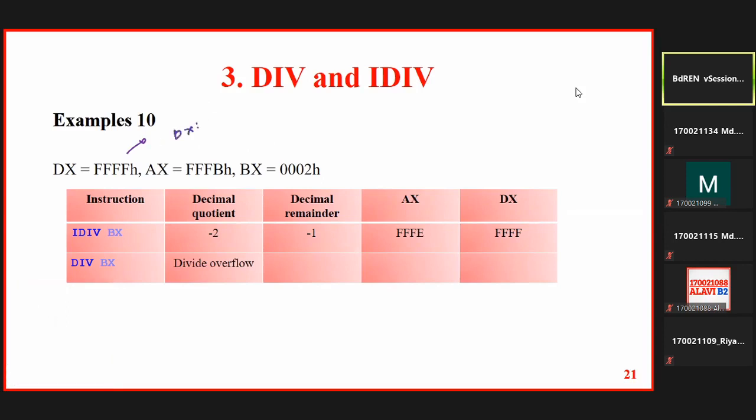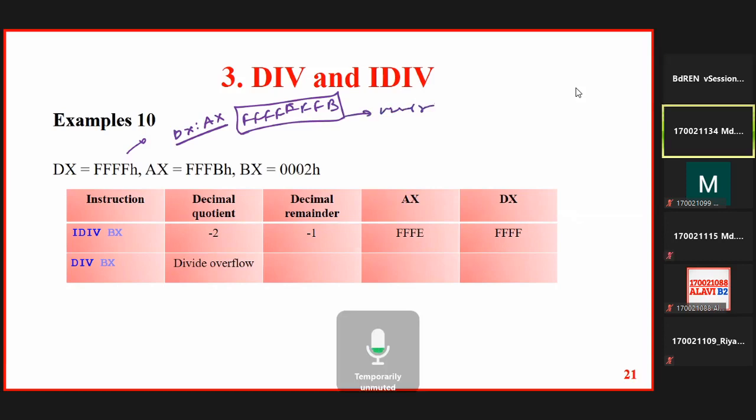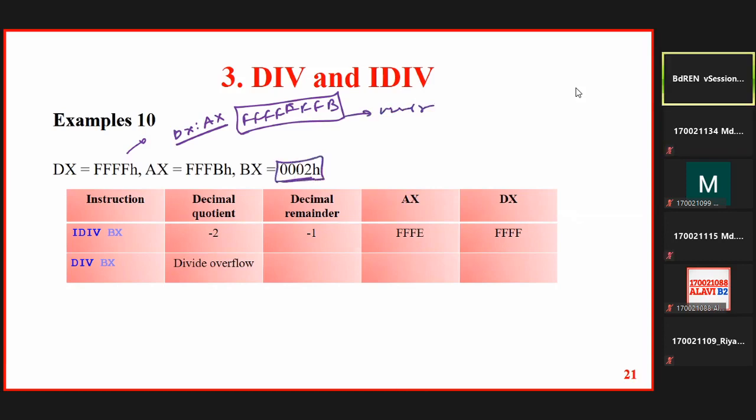Basically, we're having the dividend in DX and AX together, isn't it? So if the number is F, and after that F, and after that B, it will be a huge number in the unsigned case, isn't it? So if we just divide that by 2, that will not fit in AX. Are you getting it? It is a 32-bit number and most of the bits are 1. So if we divide that by 2, that will not fit in 16 bits. That's why for the unsigned case it is showing divide overflow.